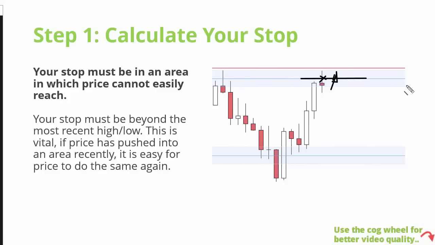So in this case, behind this resistance area is a nice little barrier. And beyond the high of the previous candle is another barrier. So we want it like 4 or 5 pips above that.